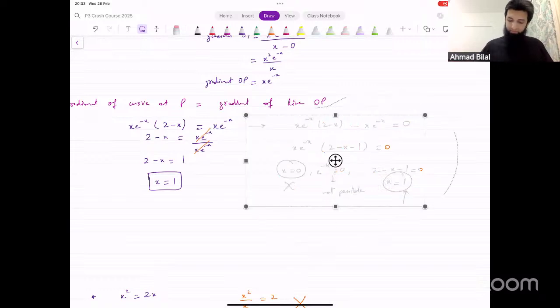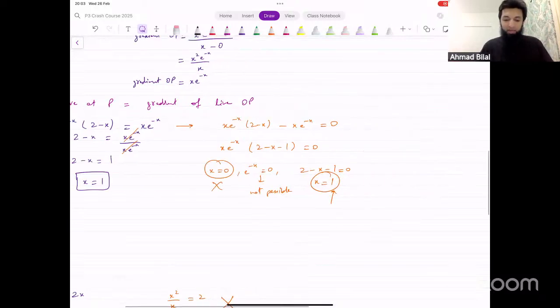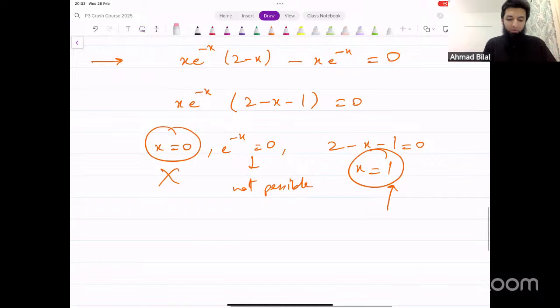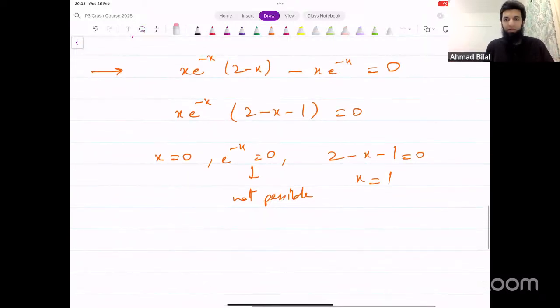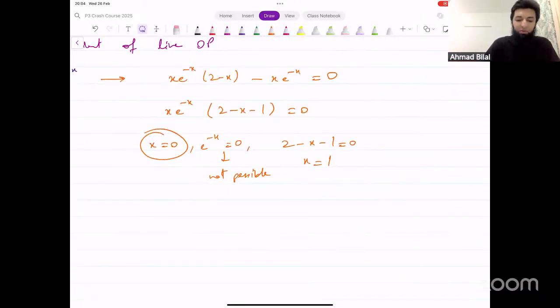If we did not know that x cannot be 0, then you would actually do it like this, right? Otherwise, you will miss out on this x equal to 0 answer. So generally, you don't divide by x, okay? Because you can miss out on a possible answer using that.